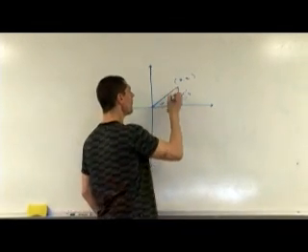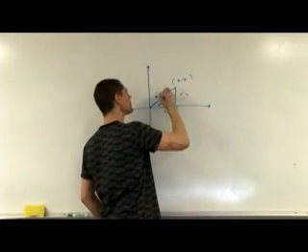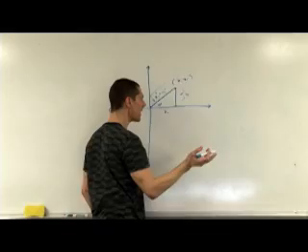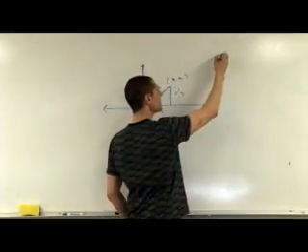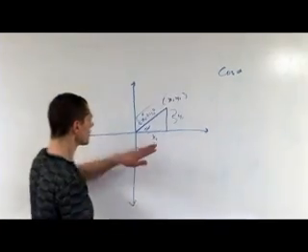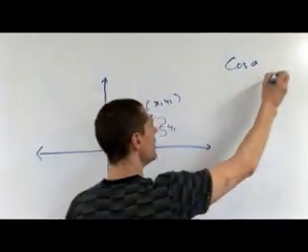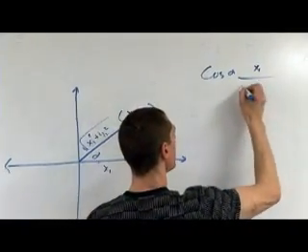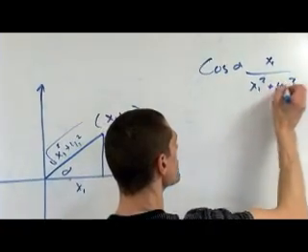And so right away you know that this is the square root of x1 squared plus y1 squared. And so, for instance, the cosine of this point, which is at an angle alpha, is just going to be this divided by this, which is x1 divided by the square root of x1 squared plus y1 squared.